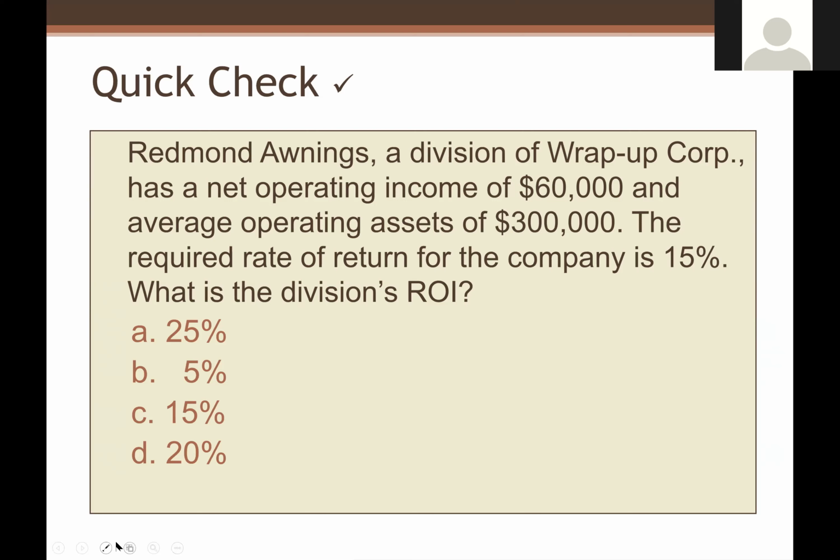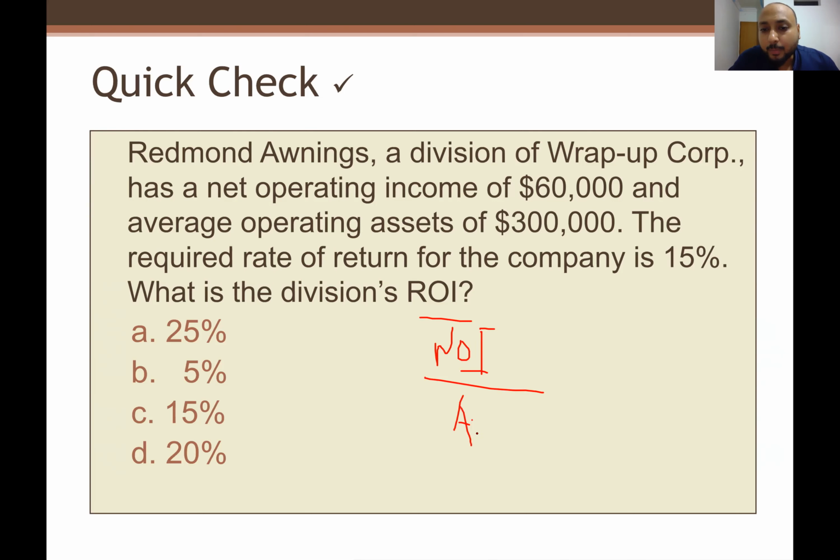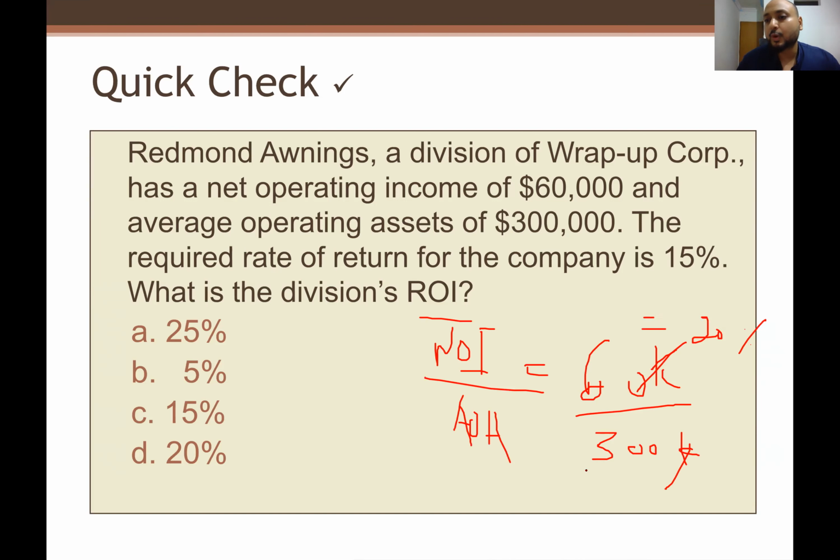So here we go. ROI formula is net operating income divided by average operating assets. So we have 60,000 divided by 300,000. Answer is 20%. Answer is D.